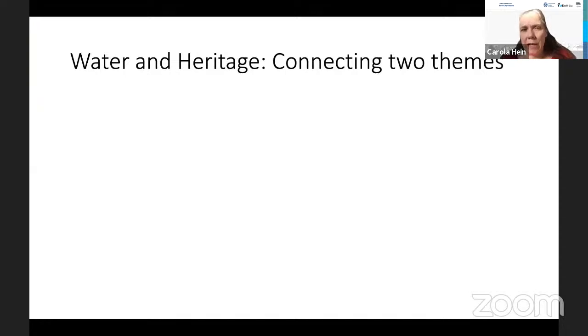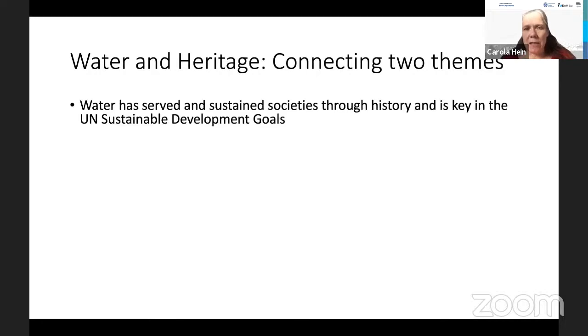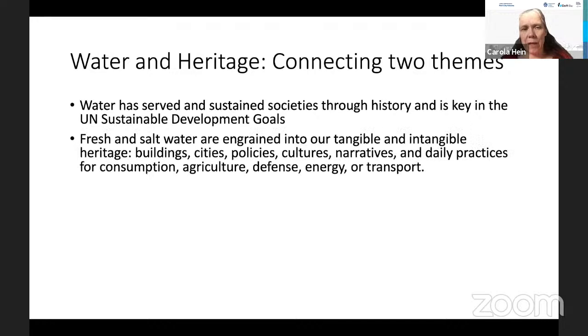So connecting water and heritage means connecting two very different fields. The water field is moving very fast. It's also an SDG, as it's all about sustainable development goals, and it has been so for a long time. As I said, it's about fresh and salt water, so it's about shipping as much as it's about drinking water, and you see a list of all the fields where water is relevant, including defense, energy, agriculture, consumption, and all of these things.